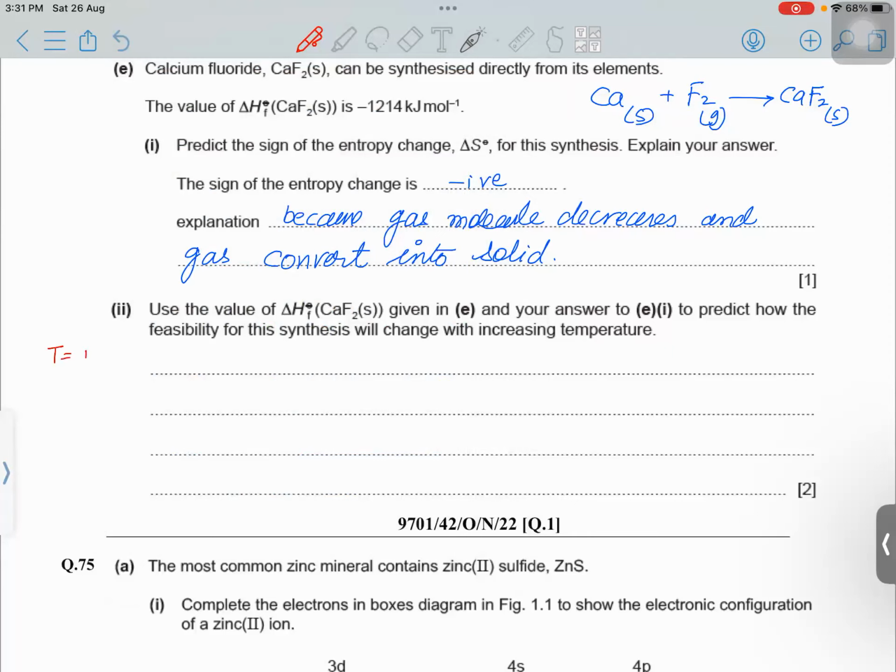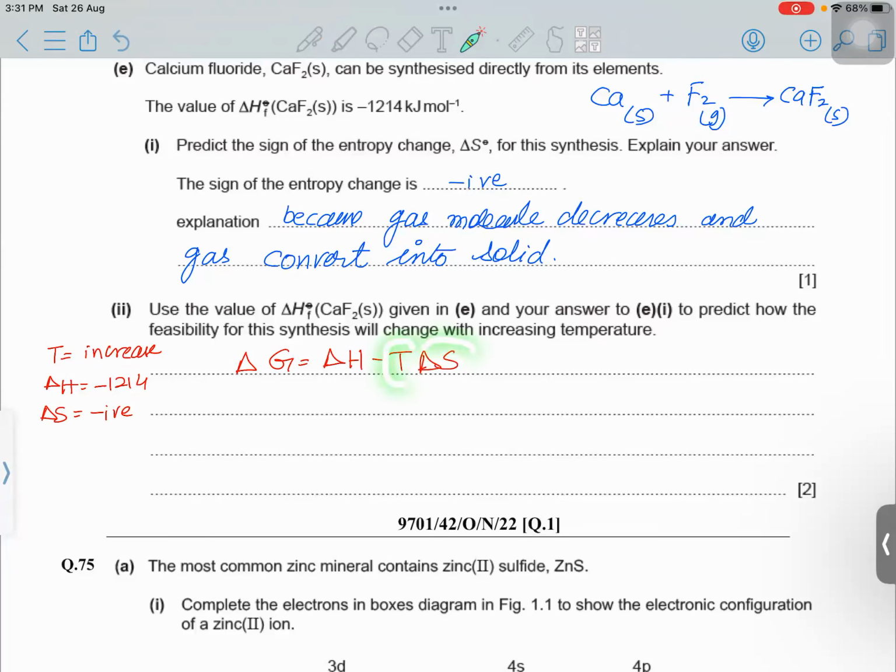temperature increases, delta H is -1214, delta S is negative, so delta G is equal to delta H minus T delta S.